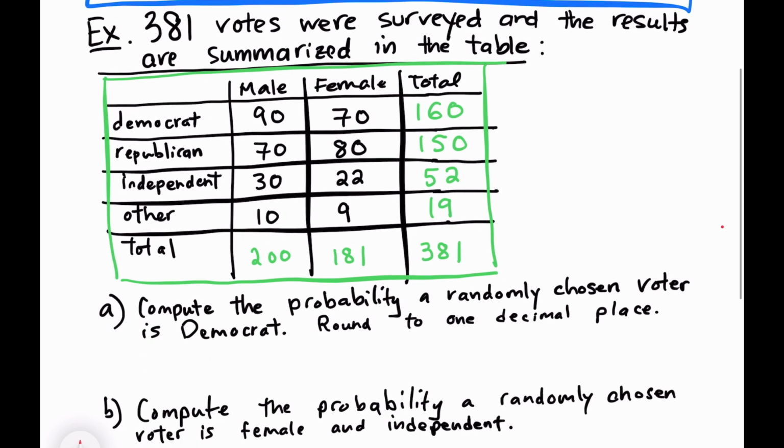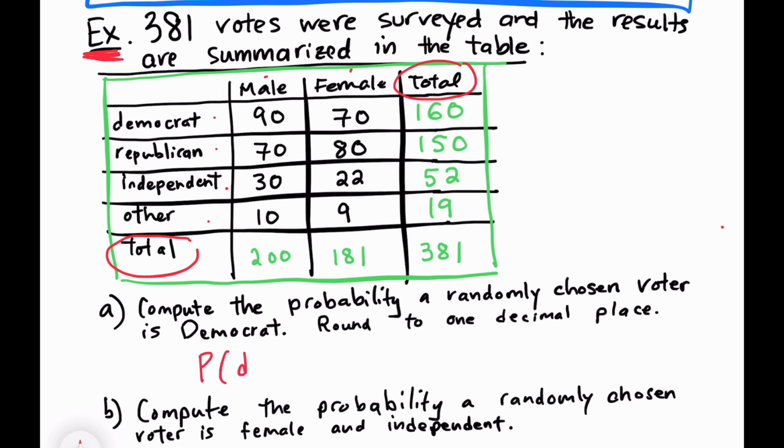So here's an example. 381 voters were surveyed, and the results are summarized in the table. So you can see the voters were asked if they identified as male or female. They were asked if they identified as Democrat, Republican, Independent, or other. And then the bottom row and the right column are just totals. So let's look at the first example. Compute the probability a randomly chosen voter is a Democrat.